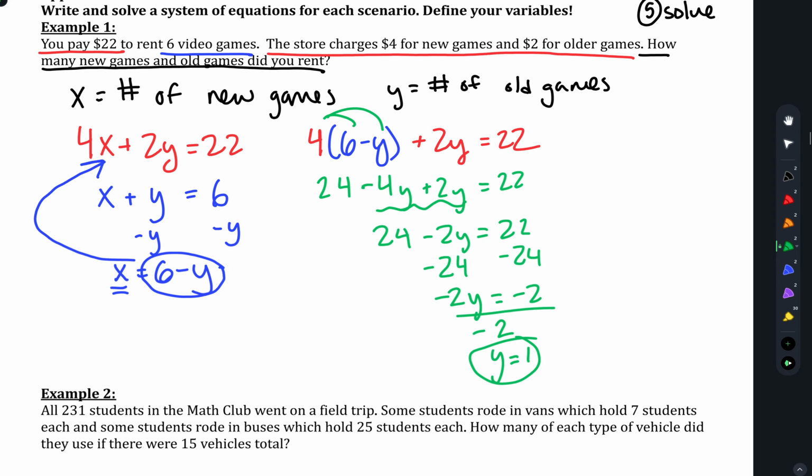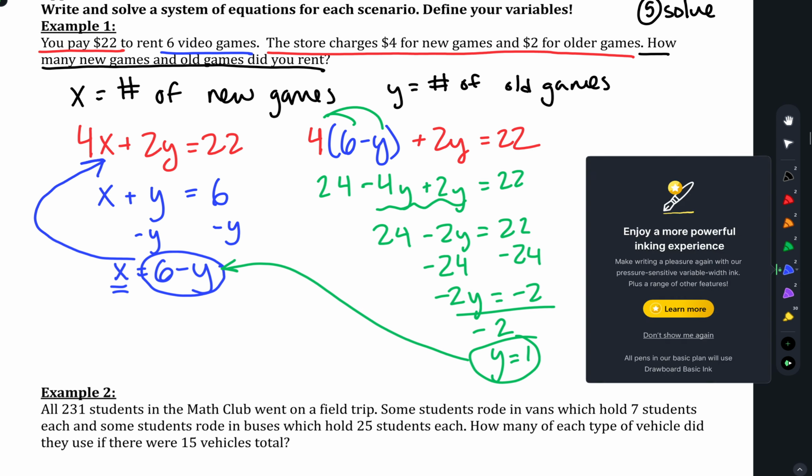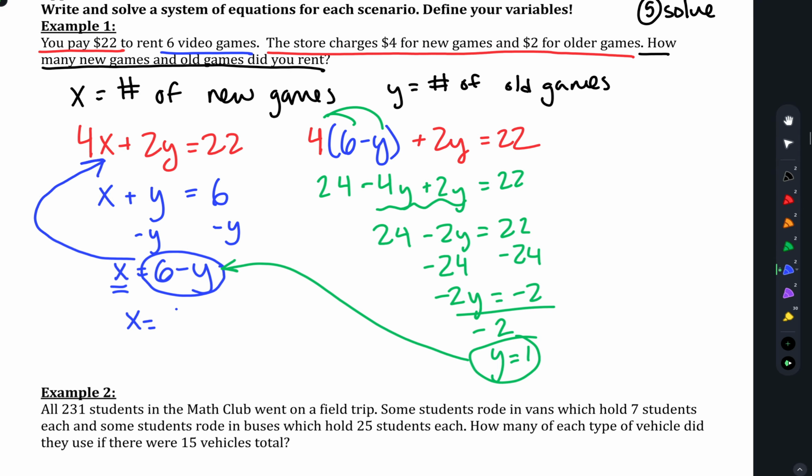Now that I have one of my variables, I gotta plug it back in to get the other one. Now I can use either one of my original equations that I started with. These are the ones Jacob gave me to begin with. Or I always like to use the one that I simplified because it's already kind of solved. So I'm gonna take that y equals 1 and I'm gonna plug it in right here. So that leaves me with x equals 6 minus y, which is 1, or x equals 5.